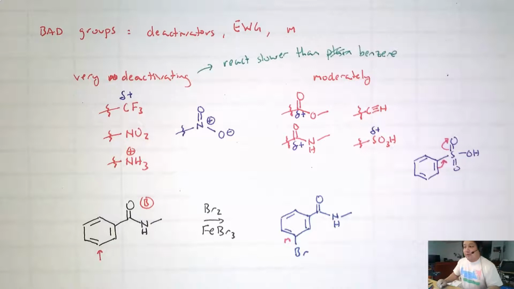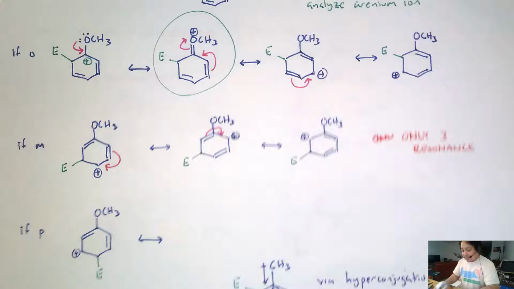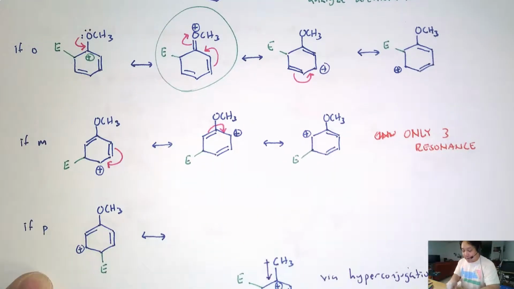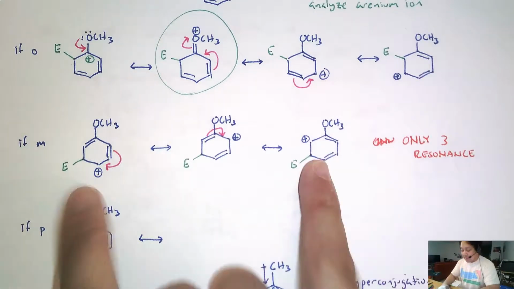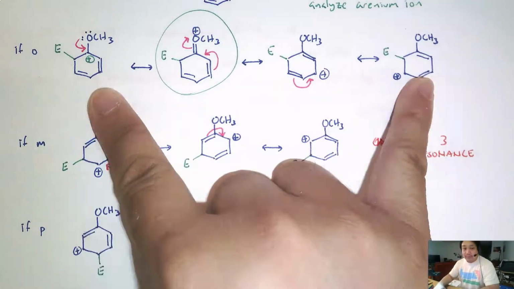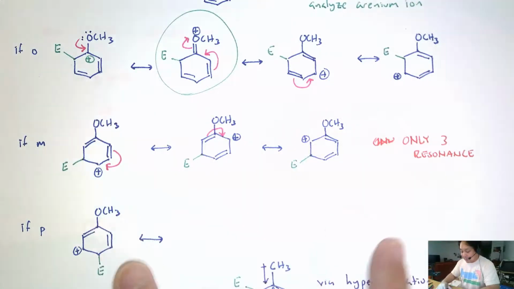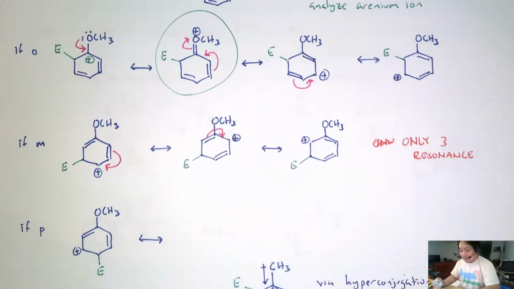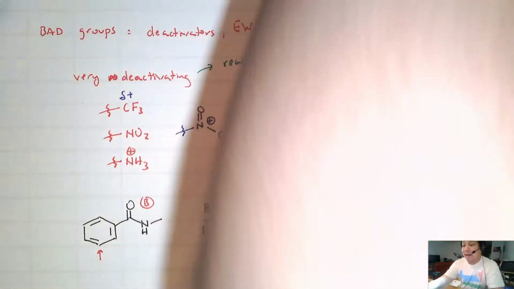Okay, if you recall from the previous video when we looked at the good groups, our strategy to prove that the good groups direct ortho and para was to draw resonance structures of the arenium ions in the three situations, ortho, meta, and para, and realize that meta only has 3 resonance structures, ortho has 4, and I asked you to do this at home, para, you could probably guess it also has 4. You just have to prove that. Let's do the same thing now for these meta directors, these so-called bad groups.